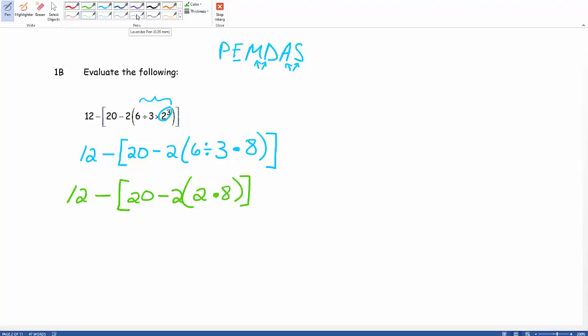And for some of us, we can go ahead and skip certain parts because you know how to simplify this, but I'm just showing everything so that we're all on the same page. After that, we would then go ahead and multiply this 2 times the 8, the only thing left inside that innermost parenthesis, giving us then 16.